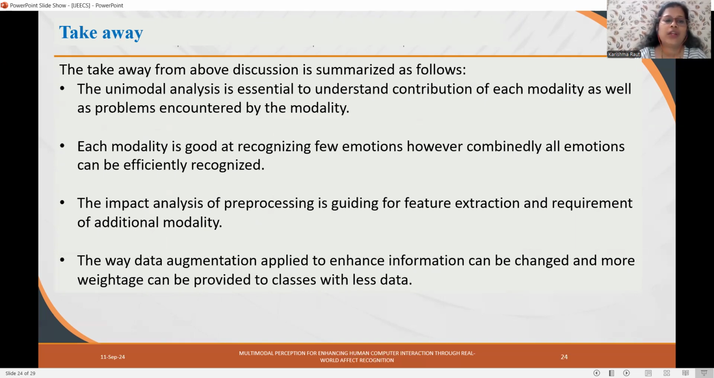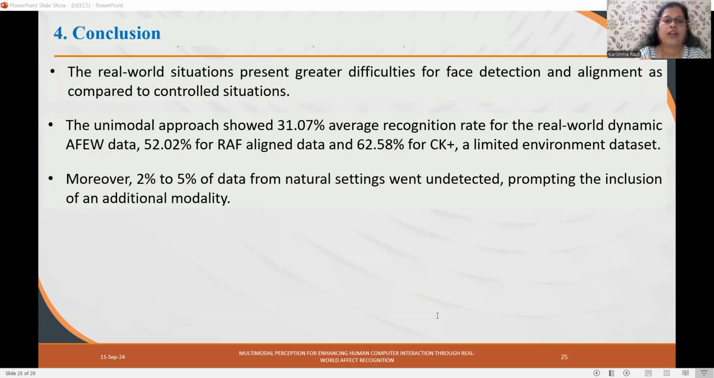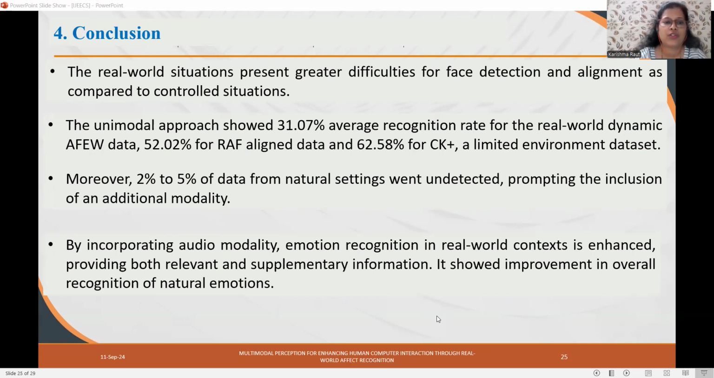Each modality is good at recognizing a few emotions. However, combined, all emotions can be efficiently recognized. The impact analysis of pre-processing is guiding for feature extraction and the requirement of additional modality. The way data augmentation is applied to enhance information can be changed and more weightage can be provided to classes with less data. The real-world situation presents greater difficulties for face detection and alignment as compared to controlled situations.